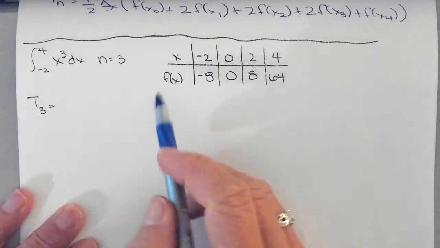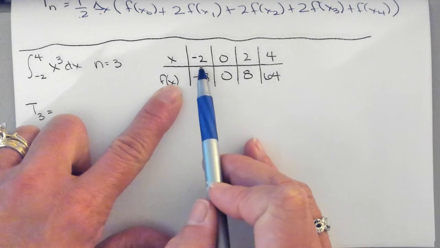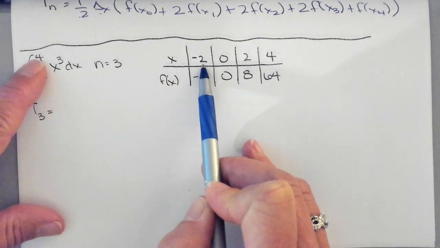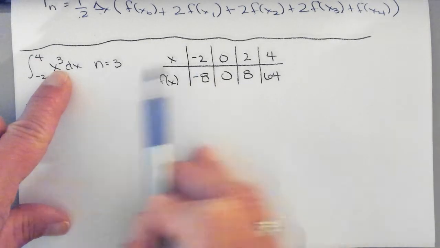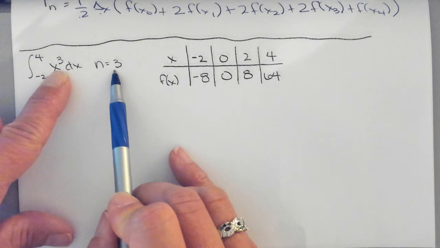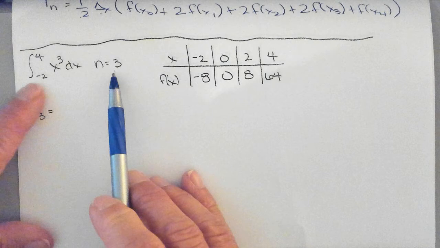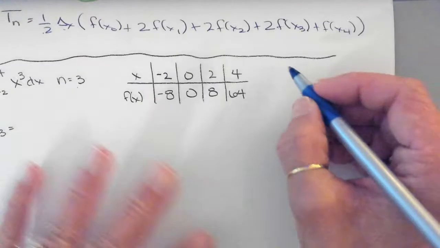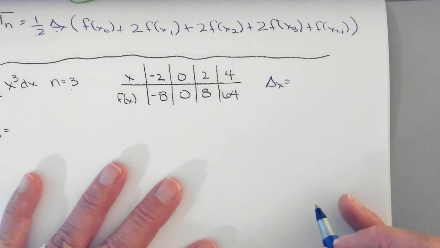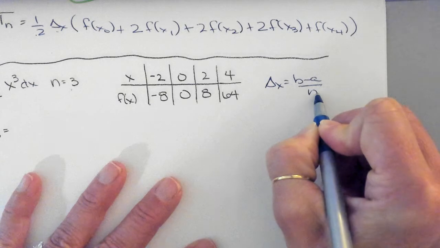Okay. So we're going to use the trapezoidal method, and what I did was I already set up the table. The problem was to find the area under the curve from -2 to 4. They gave you the function of x cubed, and they wanted 3 equal subintervals. That's what the problem said. Okay, so what I did was I started with the table, and I had to figure out what delta x was. So for those of us that have forgotten, how do you find delta x? B minus a divided by n.